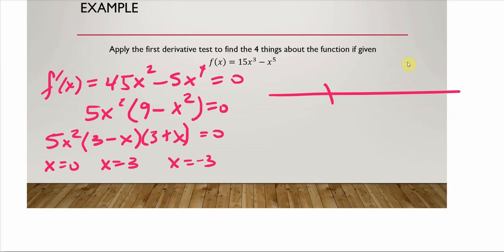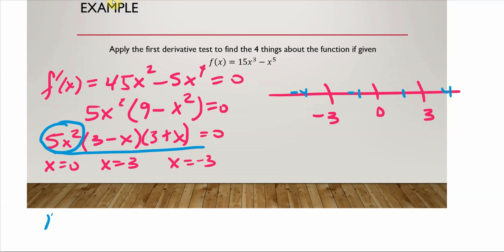Okay, so here we go. Let's plug in a negative 3, let's plug in a 0, and let's plug in a 3. So I'm going to pick values in between on each interval. I'm going to plug in negative 4, negative 1, 1, and 4. So when I plug it in, I'm going to plug it into this one here. Now this term here is always positive, so I'm not going to worry about that. It's going to be positive for the first one. So it's going to be positive.